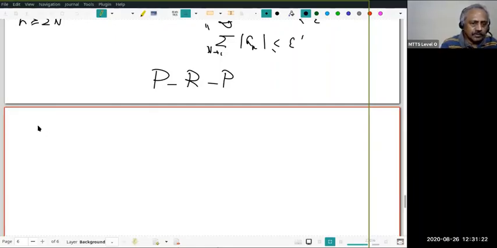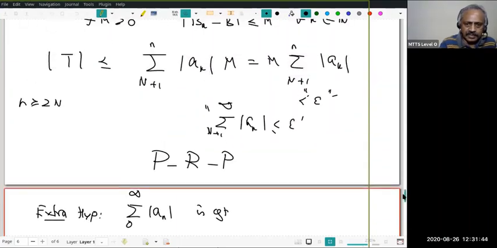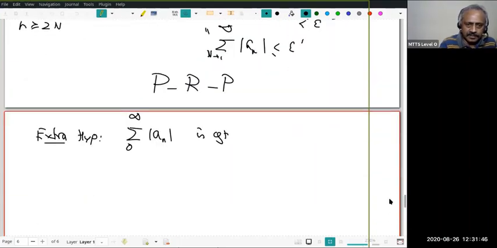So, we have to put an extra hypothesis to prove the theorem. What is that? We assume the series is absolutely convergent. That is, summation mod an, the A series, is absolutely convergent, which is the same as saying this is convergent. Suppose this is convergent. You understand this? Now, are we through?